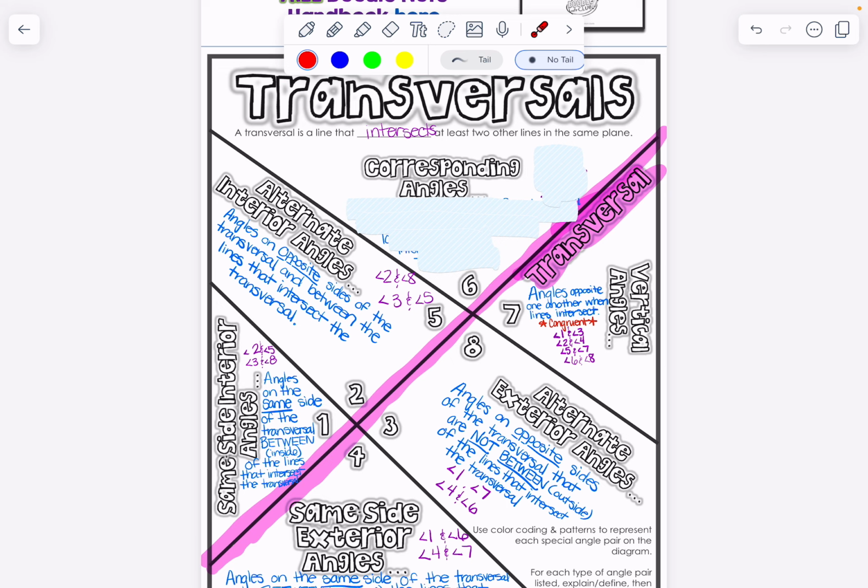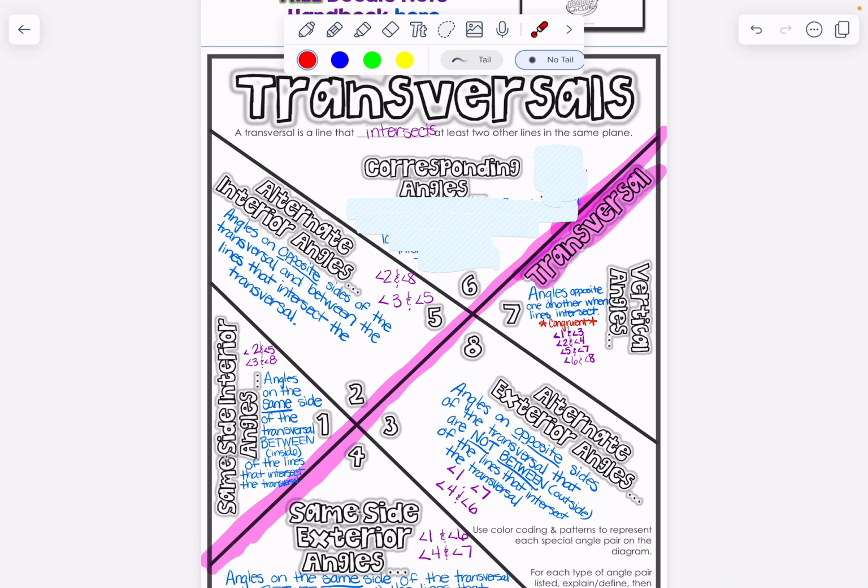We talked about several different pairs of angles on Friday. We talked about vertical angles and reviewed those. So, angles that are opposite of one another when lines intersect. Angle 5 and angle 7 would be an example of vertical angles.